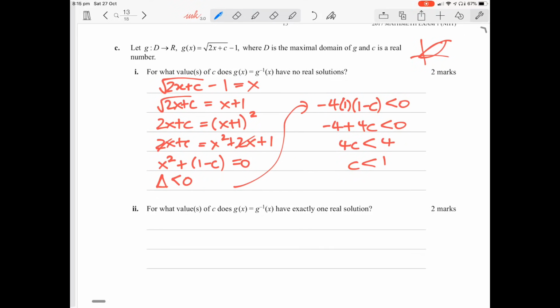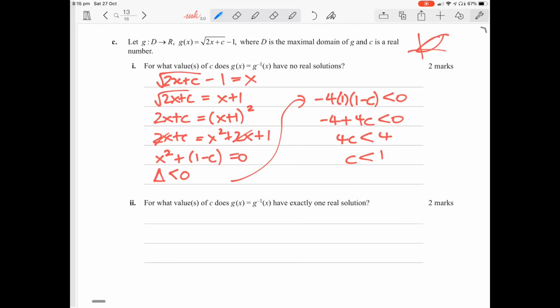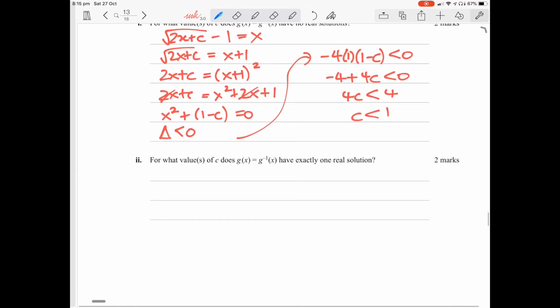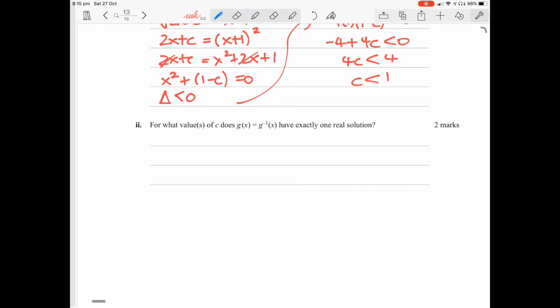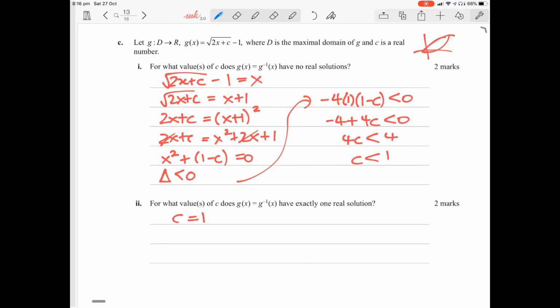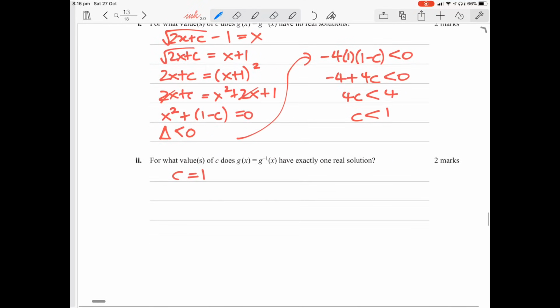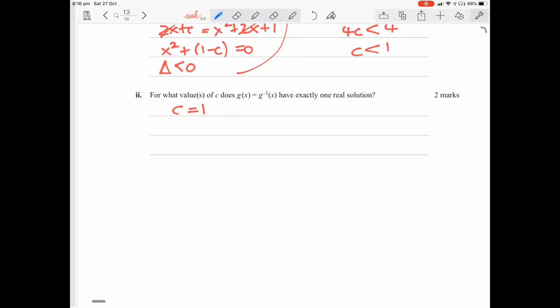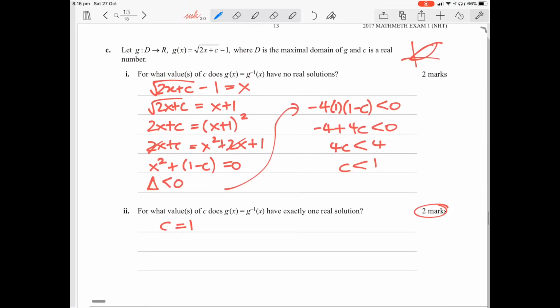So as long as c is less than 1, we'll have no real solutions. If c is equal to 1, we're going to have one real solution. So we know if c equals 1, we have one real solution, because if we let that equal 0, then we would get c is equal to 1. For what values of c does g of x equal g inverse of x have exactly one real solution? So c equals 1, but it's worth 2 marks, so it's got to be something else.